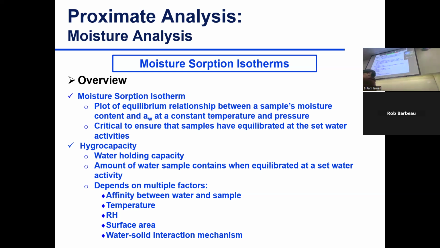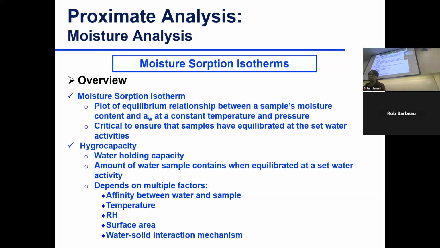So the higher the surface area, when your sample is finely ground, the more movement in water you're going to see. We call it desorption and resorption. Desorption is losing water to the environment, resorption is gaining water from the environment. So the isotherm will be impacted by these characteristics. And usually we determine the isotherm at equilibrium.